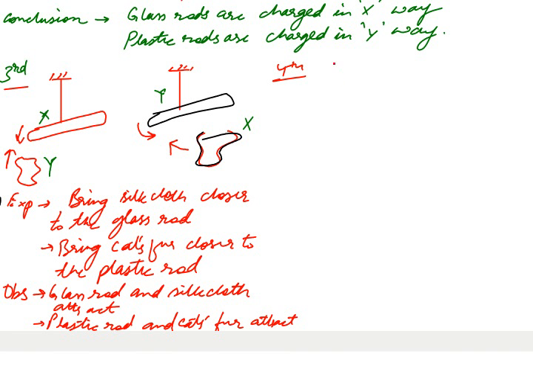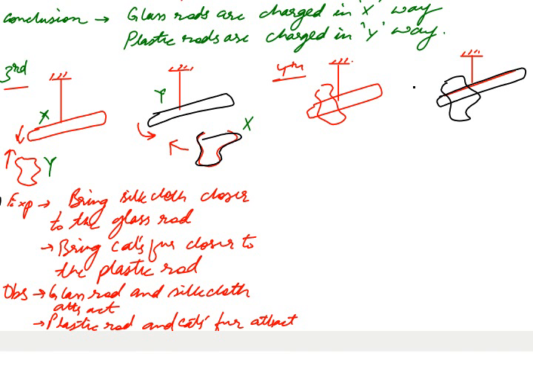So I have the glass rod and I will wrap the silk cloth with which it was rubbed around it, and the same thing to the plastic rod. I have, sorry, the plastic rod in black, hanging, and I will wrap it with the cat's fur with which it was rubbed.